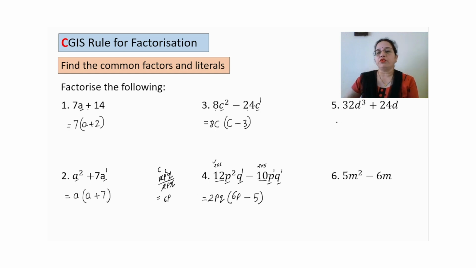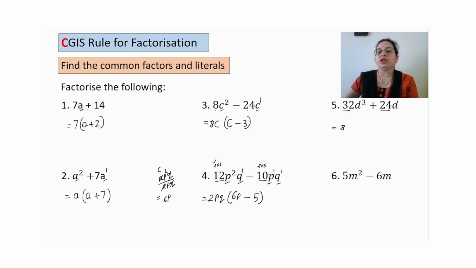Now come to the fifth sum, 32 and 24. These two numbers come in which table? Just think about this number 24. How can we write down this 24? Table of 8, you can use. 8 3s are 24, 8 4s are 32. Try to get the bigger number so that your work will be easier. So the common number is 8.